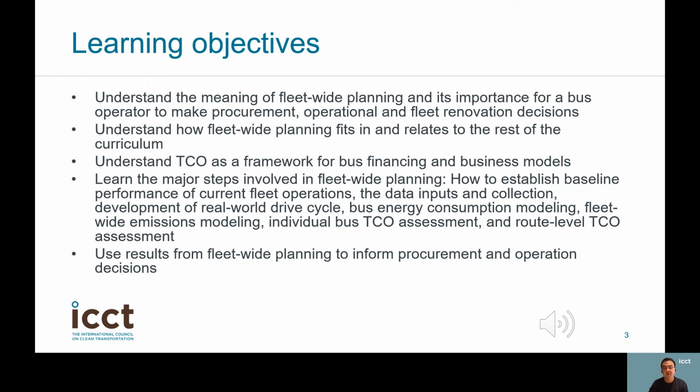Learn the major steps involved in fleet-wide planning, how to establish a baseline performance of current fleet operations, the data inputs and collection, development of real-world drive cycle, bus energy consumption modeling, fleet-wide emission modeling, individual bus total cost of ownership assessment, and route-level total cost of ownership assessment. And to use the results from fleet-wide planning to inform procurement and operation decisions.